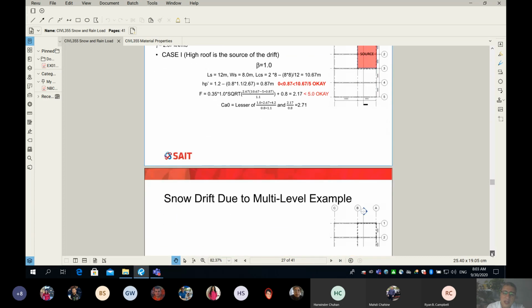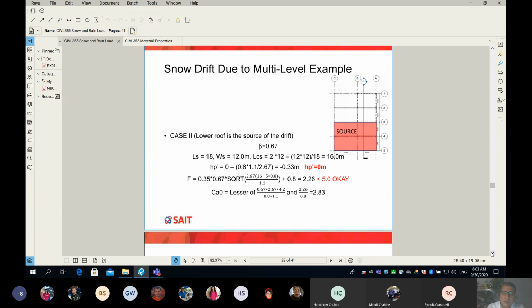Then you go to the next case, case number 2, where the source is a portion of the lower roof, only a portion, not the entire roof. You can see I marked the portion here in almost red. So this is my portion. And again, since the lower roof or a portion of it is the source of the accumulation, this is case number 2. So we use beta equal to 0.67, and we find the dimensions of this shaded area, and then we find Ca0 the very same way as case number 1. But the difference is the source. What is the source? Because everything is connected to that source. Then we also get a Ca0, which is 2.83.